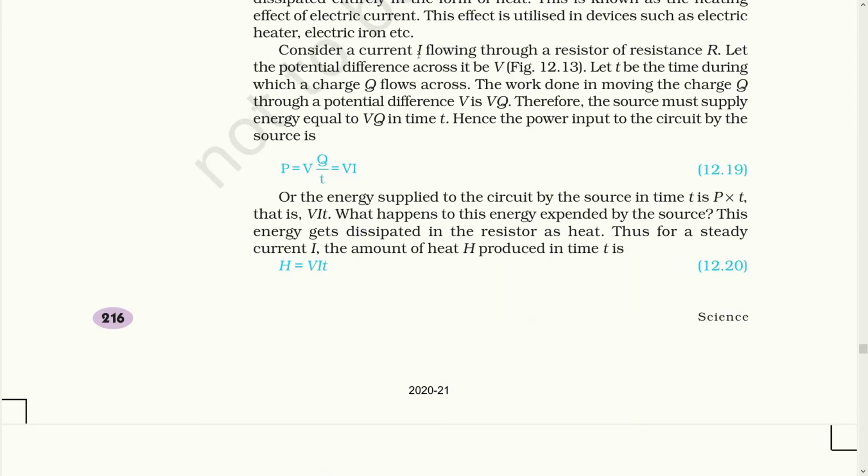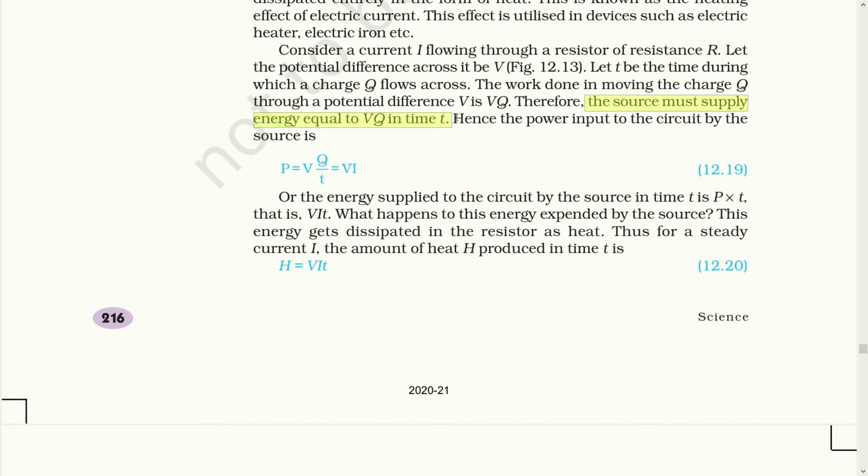Consider the current I flowing through a resistor of resistance R. Now let's measure what amount of heat is produced by the appliance. Let the potential difference across it be V. Let t be the time during which the charge Q flows across. The work done in moving the charge Q through potential difference V is VQ. That means the work done will be equal to voltage into the charge. Therefore, the source must supply energy equal to VQ in time t.